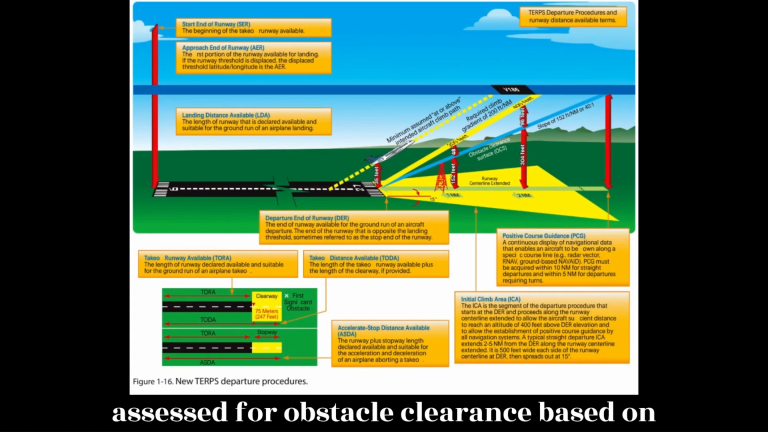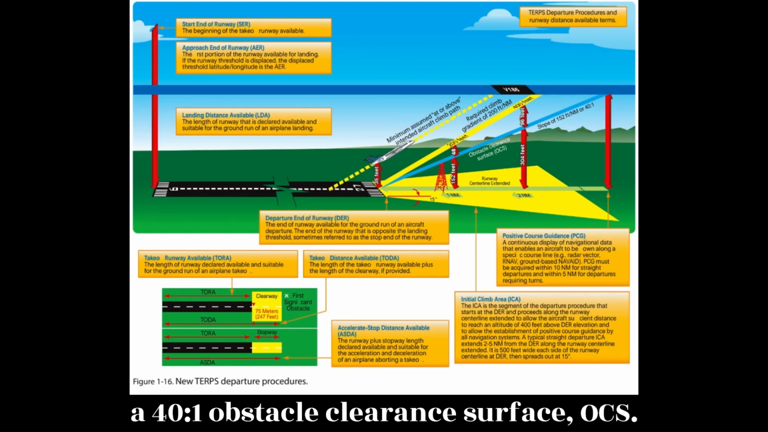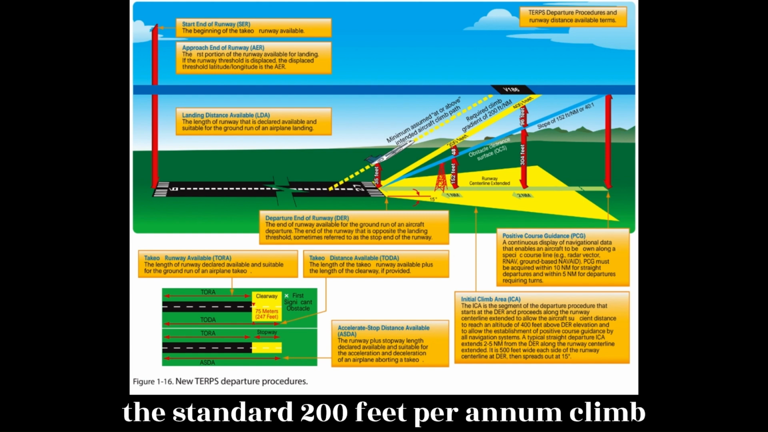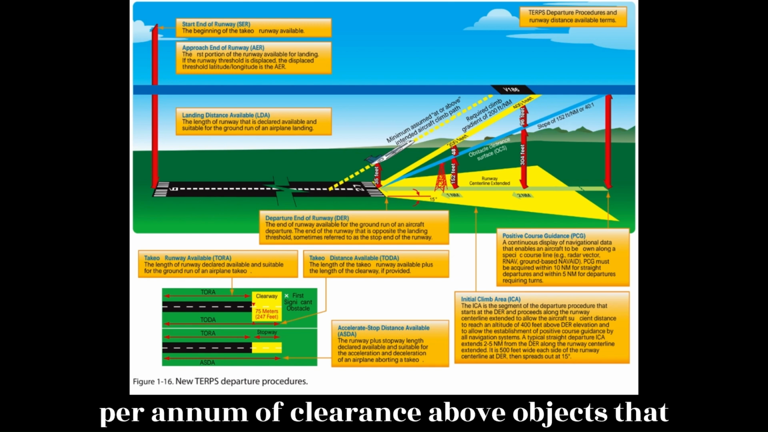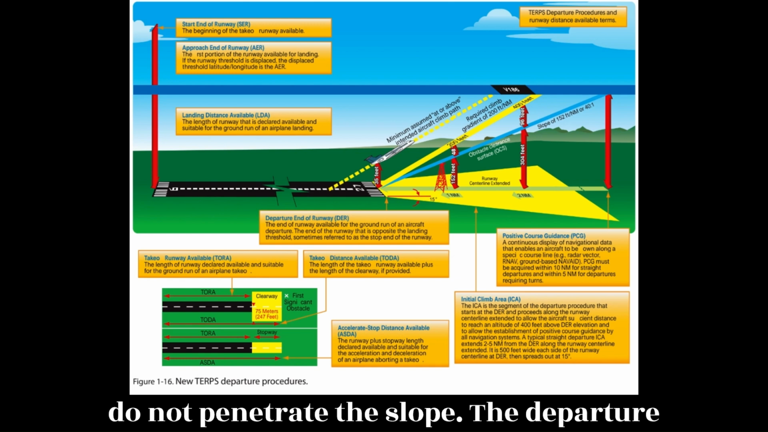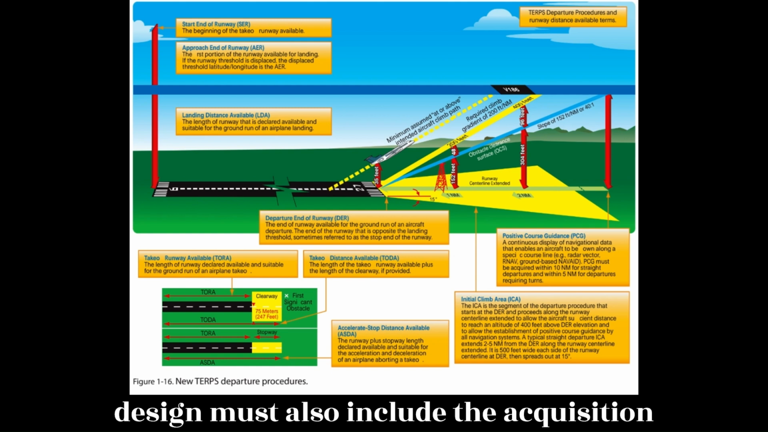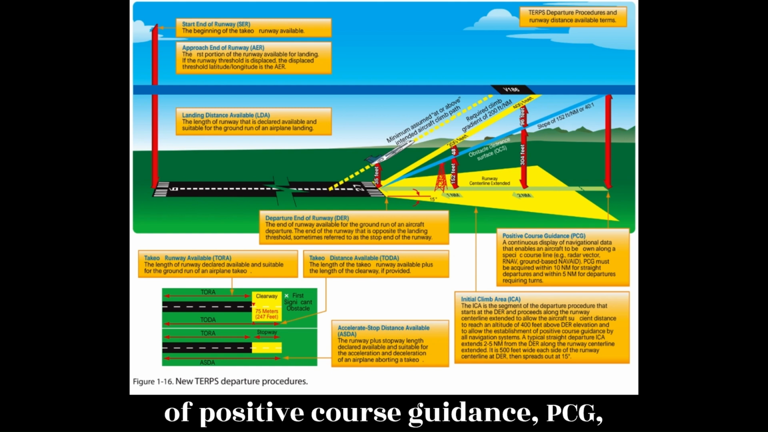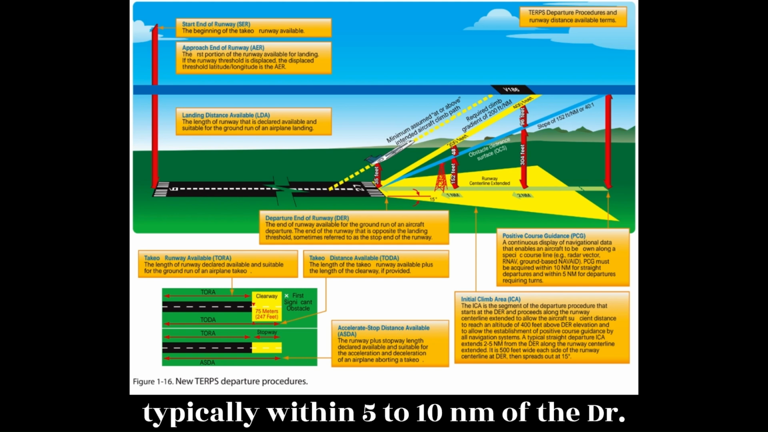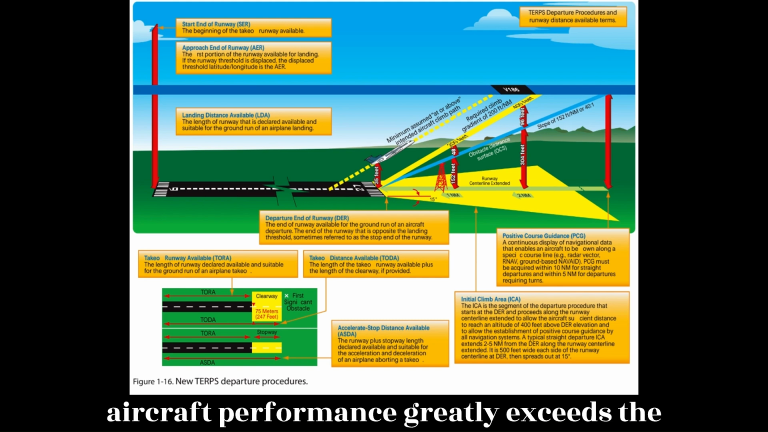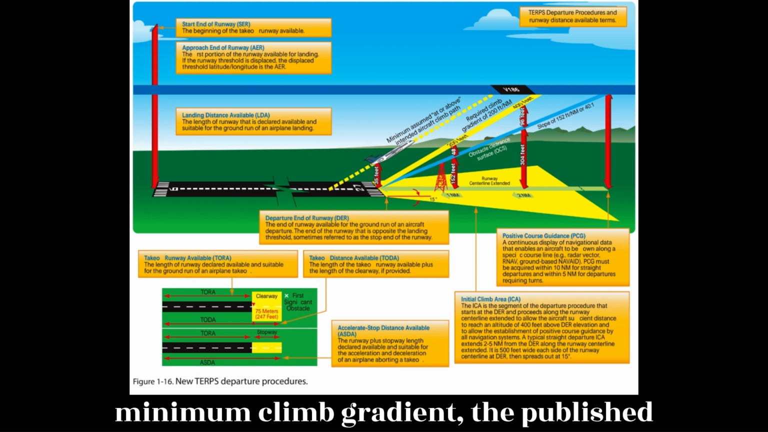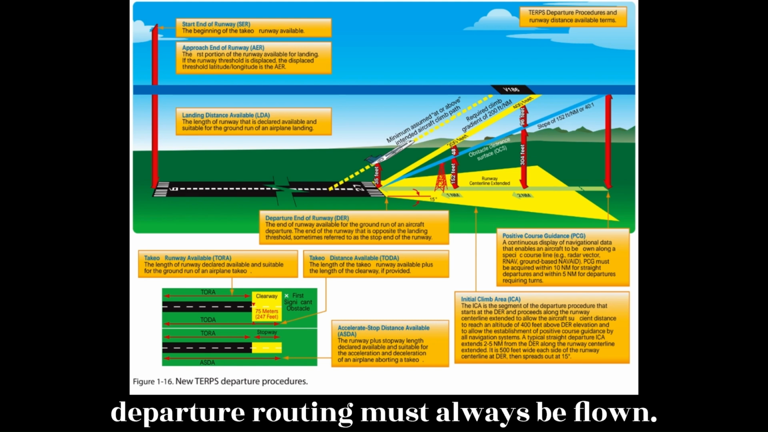All departure procedures are initially assessed for obstacle clearance based on a 40:1 obstacle clearance surface, OCS. If no obstacles penetrate this 40:1 OCS, the standard 200 feet per nm climb gradient provides a minimum of 48 feet per nm of clearance above objects that do not penetrate the slope. The departure design must also include the acquisition of positive course guidance, PCG, typically within 5 to 10 nm of the DER for straight departures. Even when aircraft performance greatly exceeds the minimum climb gradient, the published departure routing must always be flown.